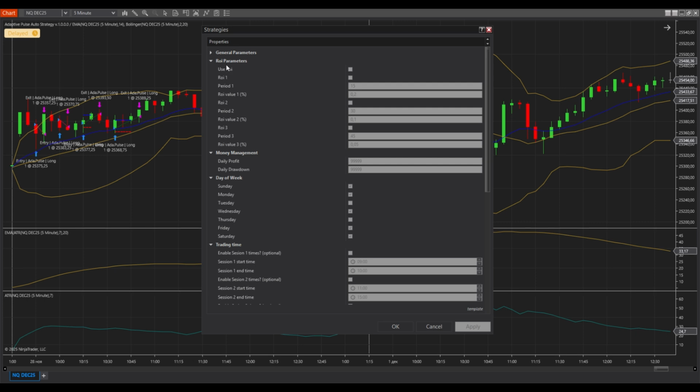ROI 1, period 1, and ROI value 1 define the first level. If enabled, the strategy exits when the target ROI is reached within period 1 bars. ROI 2, period 2, and ROI value 2 define the second level. If enabled, the strategy exits when the target ROI is reached between period 1 and period 2 bars.